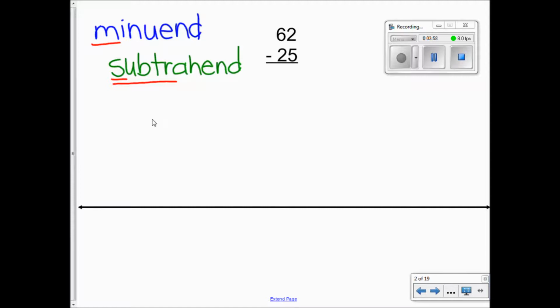So here we go. We're going to start with 62 on our open number line. Now, we know that on this number line, the further we go up, the numbers are going to get larger. If we go down, the numbers are going to get smaller.